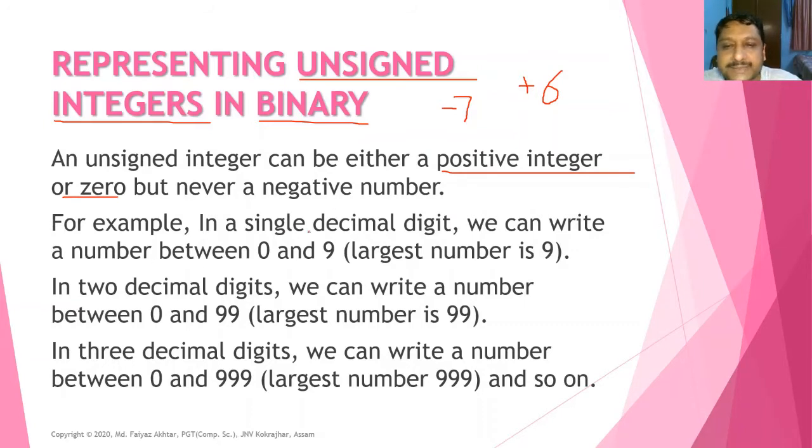For example, in a single decimal digit, we can write a number between 0 and 9. The largest number is 9. In 2 decimal digits, we can write a number between 0 and 99. The largest number is 99. In 3-digit decimal numbers, we can write a number between 0 and 999. The largest number is 999, and so on.